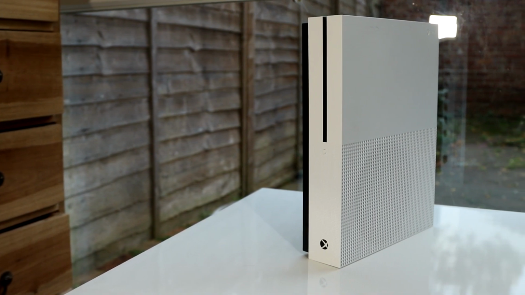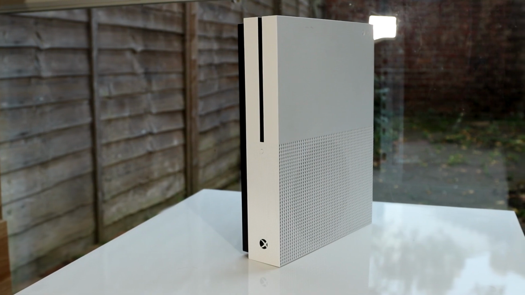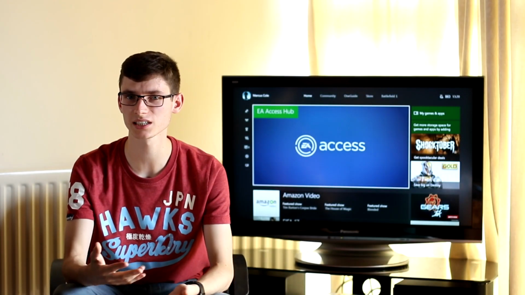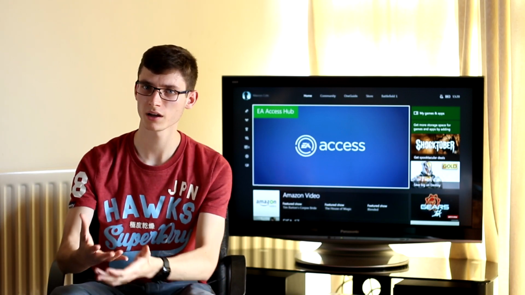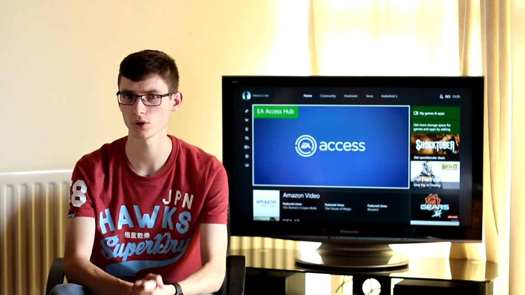Obviously, it is very similar to the original Xbox, and it's not the most powerful console out there. I mean, both this and the PlayStation 4, they can't really play games at 1080p 60, let alone 4K. But they certainly do give you a very good game library now for a very low price, and it's definitely worth considering.